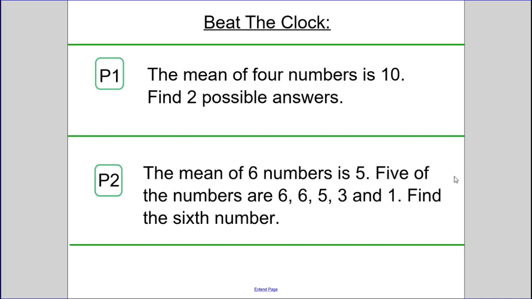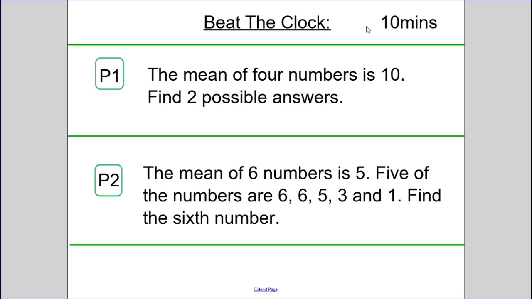The mean of 6 numbers is 5. 5 of the numbers are 6, 6, 5, 3 and 1. Find the 6th number. So we need to only find the 6th number. So for these type of 2 questions, spend a maximum of 10 minutes and use the help of a timer to help guide you as well.